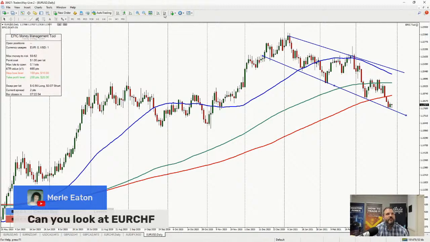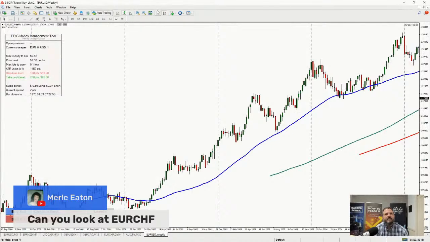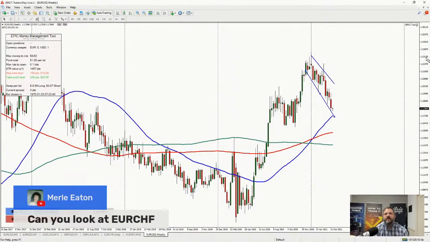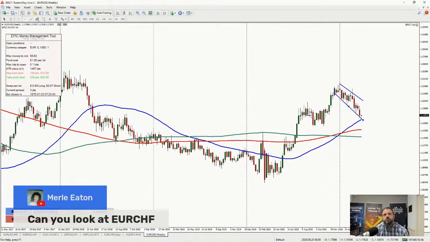Downward channel on the euro dollar. Let's go to a weekly. See what it looks like on a weekly. So on a weekly, it's pulled back right into these levels. I believe that we could get a bounce here, but on the weekly chart, we are moving lower for quite some time. But we're right into this zone.